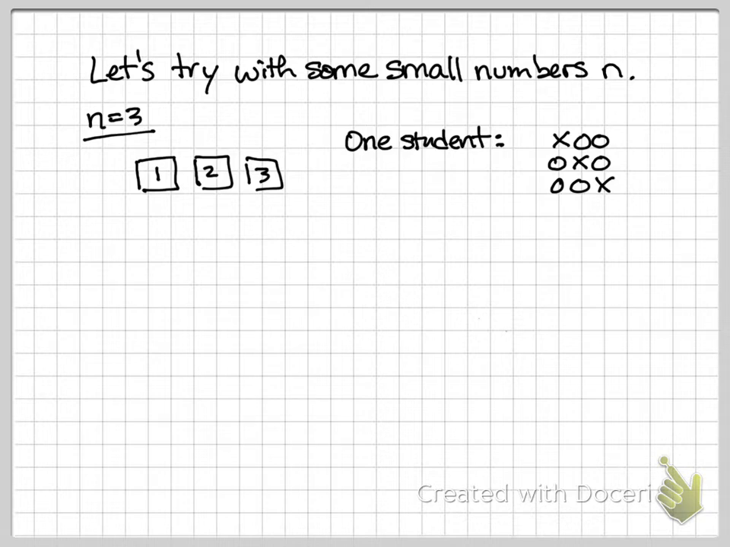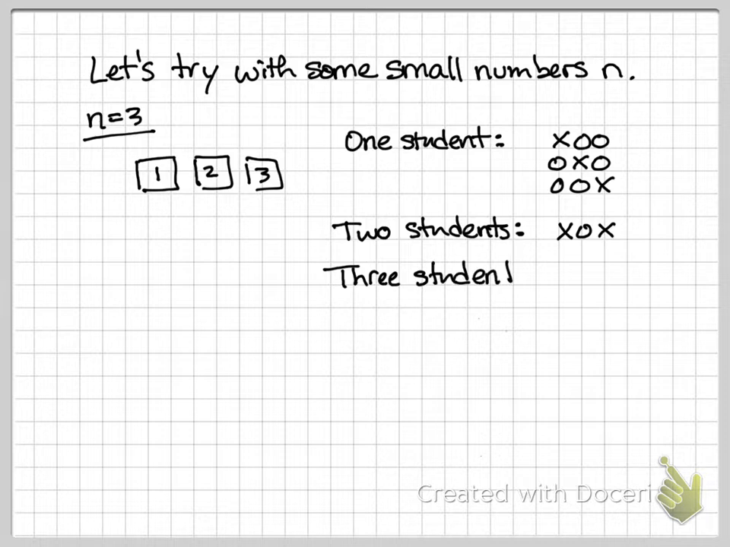So the X is where the student is sitting, and the O is where the desk is empty. Now, what about if there are 2 students? Well, if there are 2 students at these desks, the only way it can happen is XOX. What if there are 3 students trying to sit at these 3 desks? Well, it's pretty clear that is just not possible. We can't have 3 students sitting at 3 desks and still have social distancing.